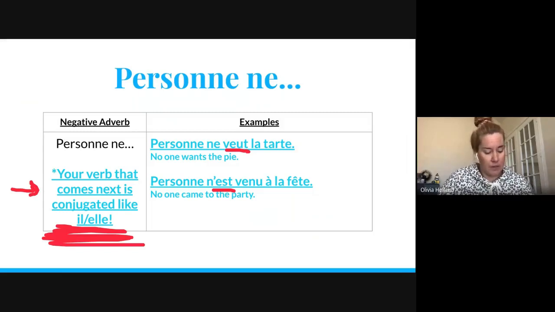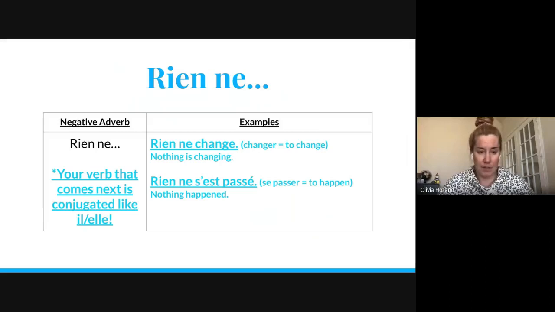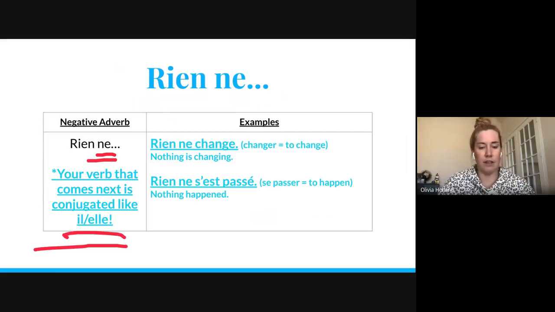So the second one is rien, and rien can also be a subject. You can say nothing, like nothing is going my way or nothing will change, whatever. See, it's a very negative unit. So same thing here. You have to have the ne right after it in order for it to mean the negative, and you have to conjugate your verb like the el of whatever comes next, okay?